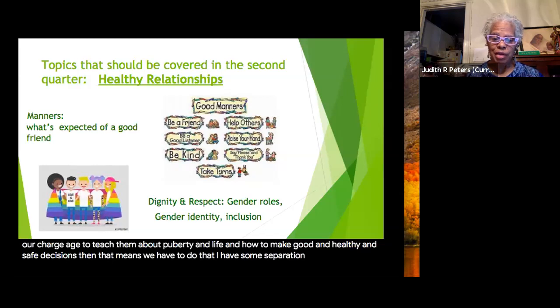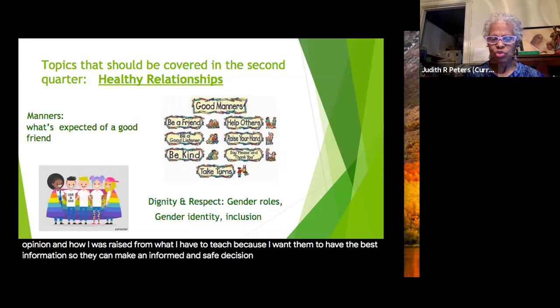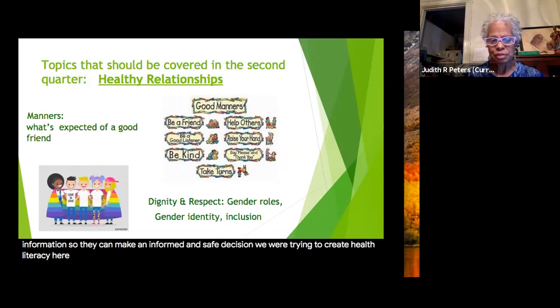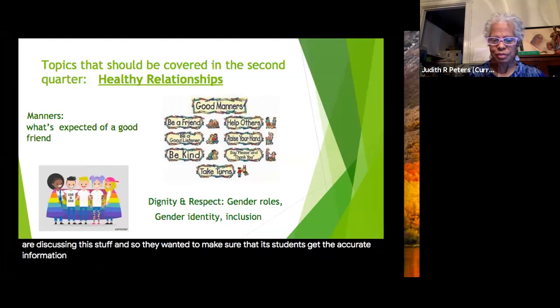I have separated my personal opinion and how I was raised from what I have to teach, because I want them to have the best information so they can make an informed and safe decision. We were trying to create health literacy here. And so many young people didn't. So many of their parents didn't have that. So their parents are looking for us. Because of the times, so many people know now that schools are discussing this stuff. And so they wanted to make sure that their students get the accurate information. We have to do it. Whether it feels comfortable or not. It's all right to be uncomfortable.